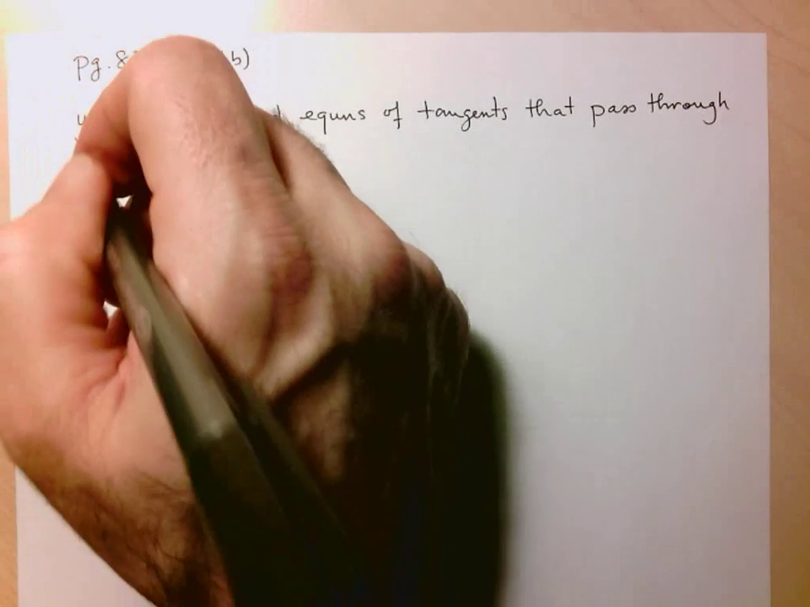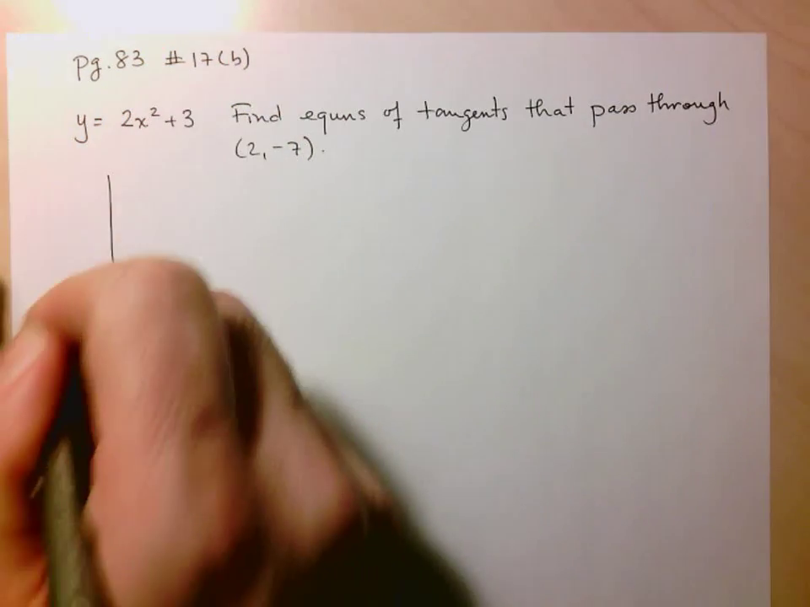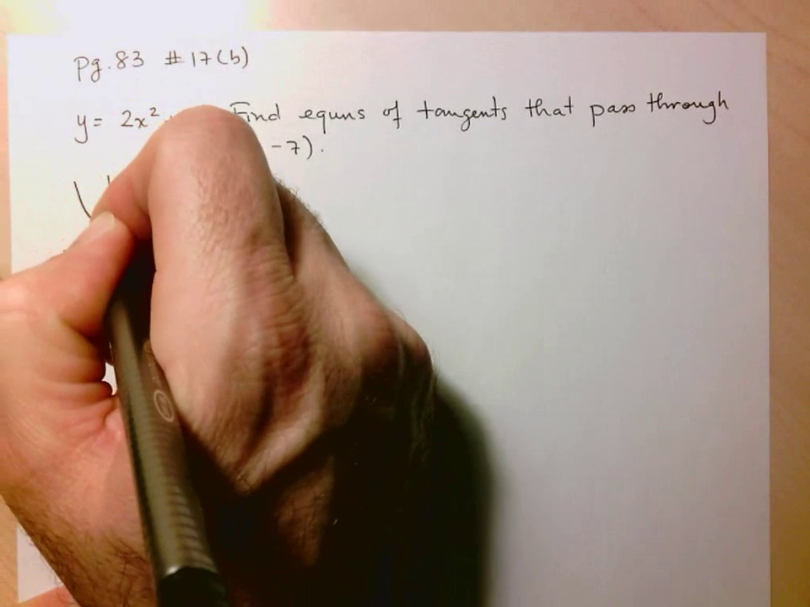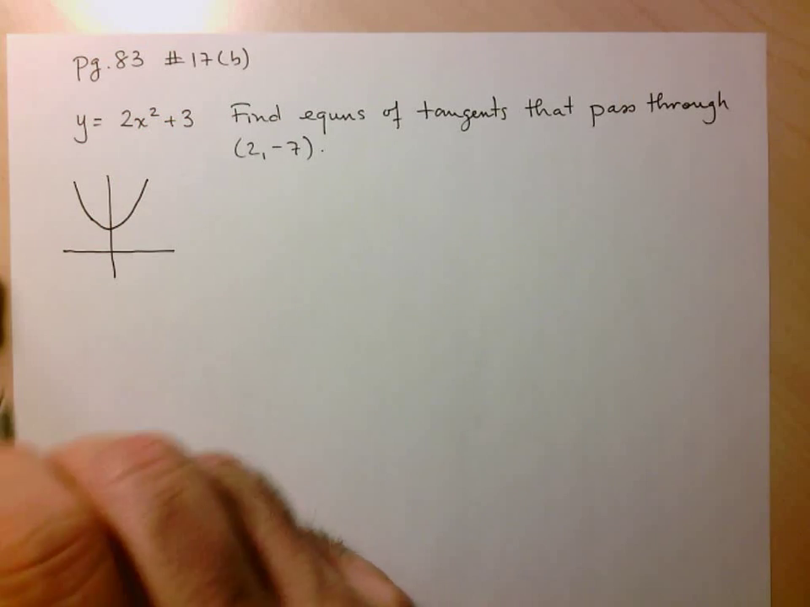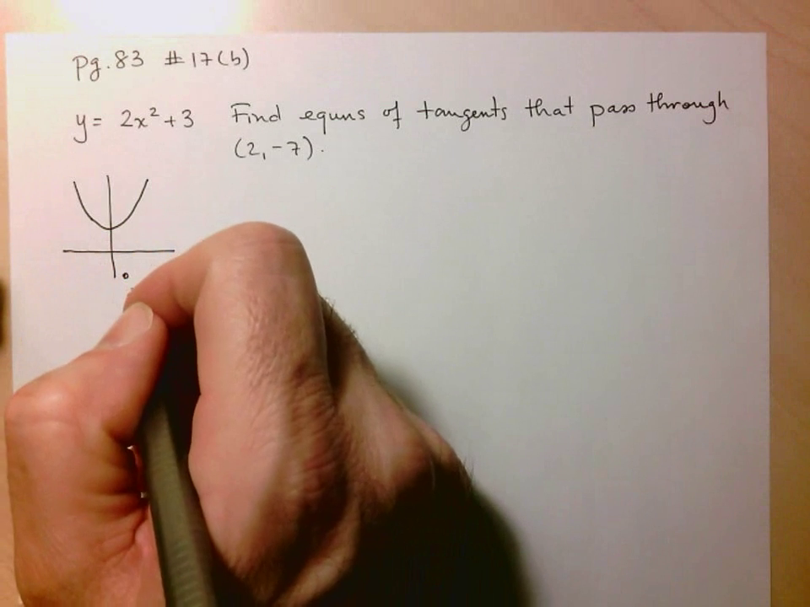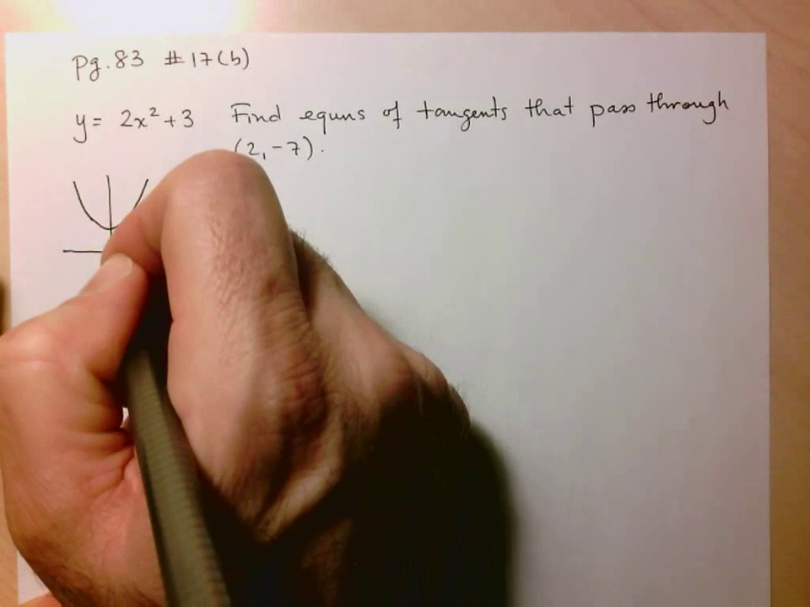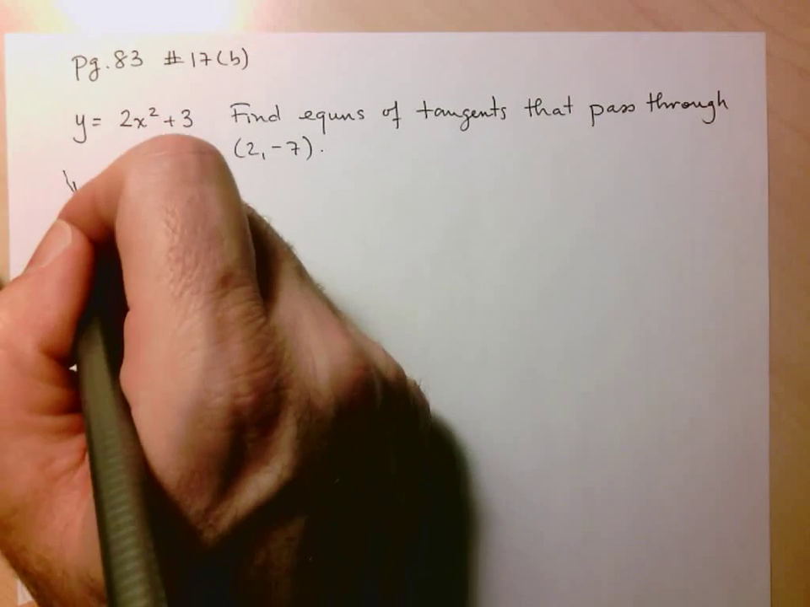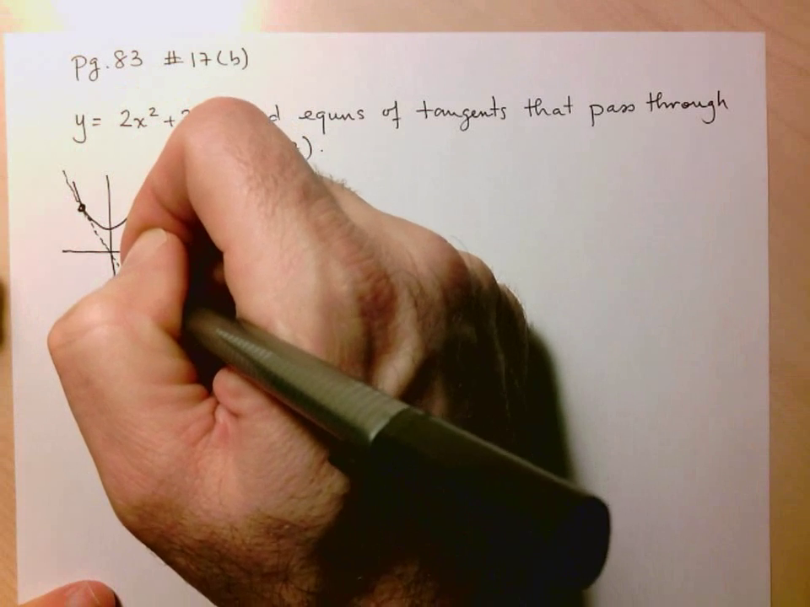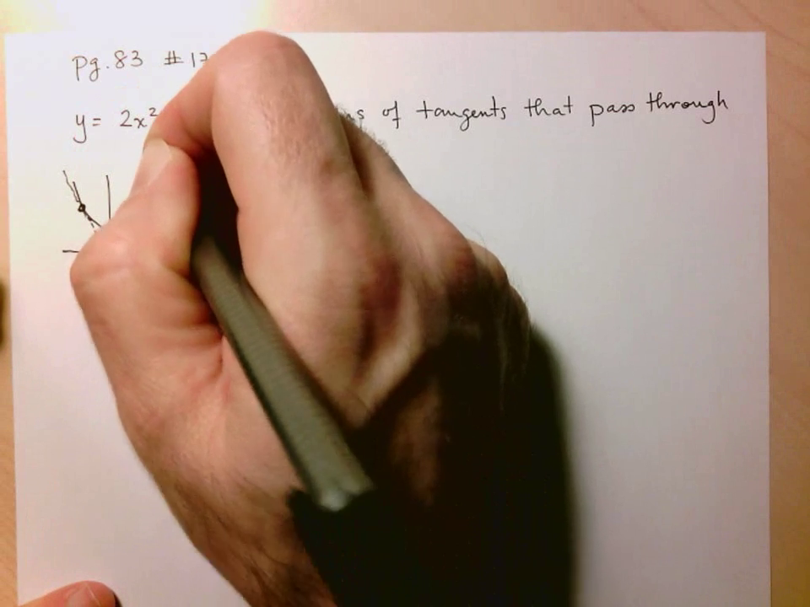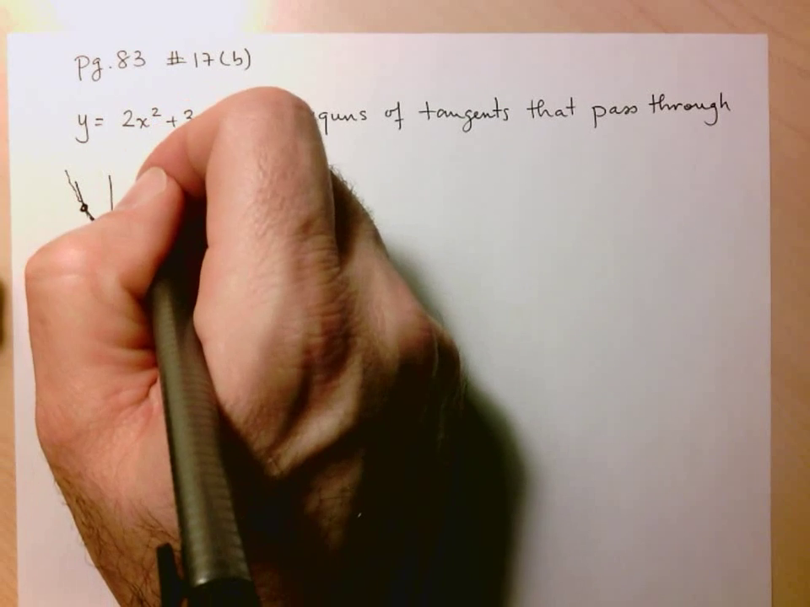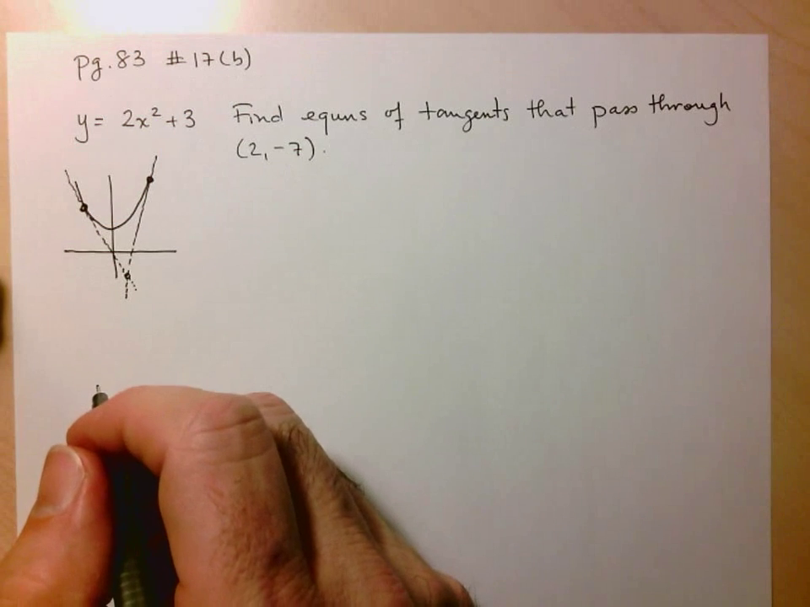Just to get a sense of what this might look like, let's draw ourselves a picture. Our parabola would look something like this, just translated upwards. And here we've got our point (2, -7), somewhere here. It stands to reason that there would be a line that passes through this point and would be tangent to the parabola. But when I think about it, there might be a second line which passes through that point, which would also be tangent to the parabola. So we need to determine the equations of these lines.